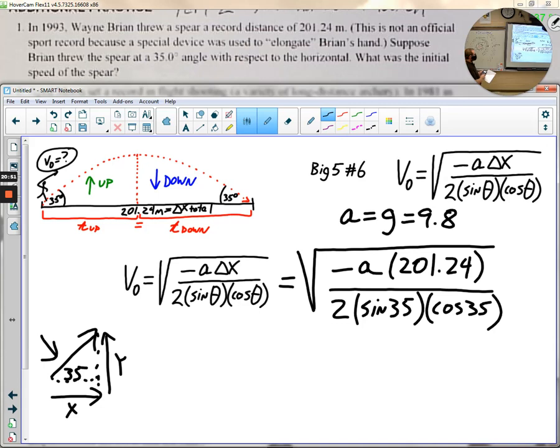We're going to my calculator. Actually, that A, let's go ahead and change that to 9.8. Oh, it's going to be 35 there.